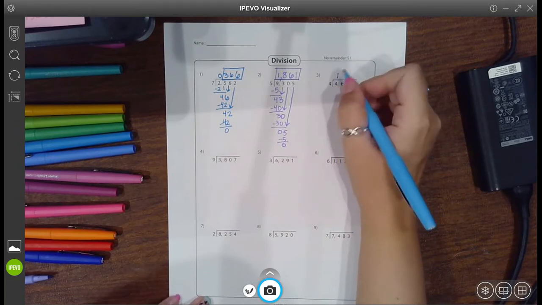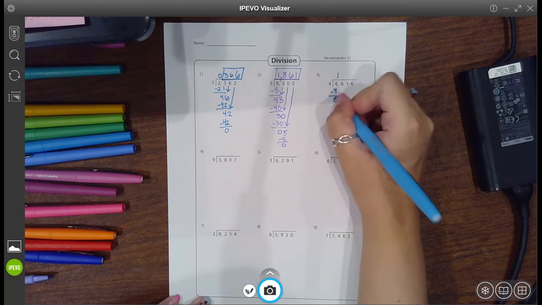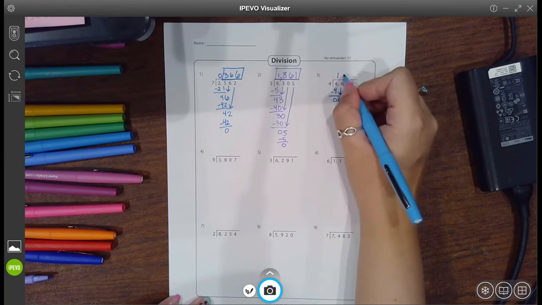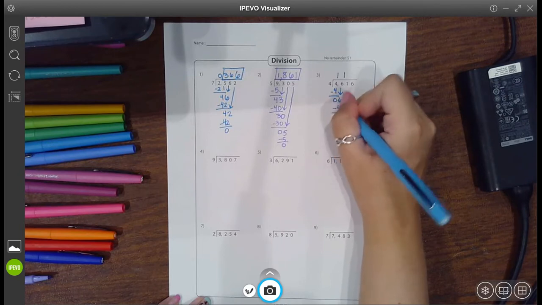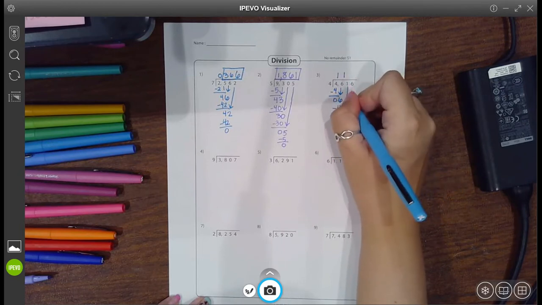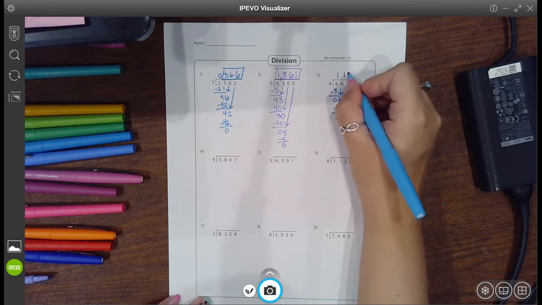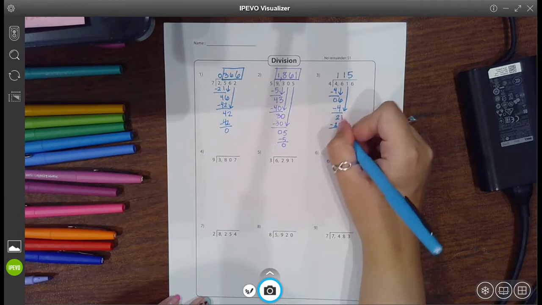Can 4 go into 4? Yes. How many times? Once. 1 times 4 is 4. Subtract that, you get 0. Bring down a 6. 4 goes into 6. How many times? Once. 1 times 4 is 4. Subtract that, you get 2. Bring down the 1. 4 goes into 21 5 times, because 4 times 5 is 20. And when you subtract that, you get 1.